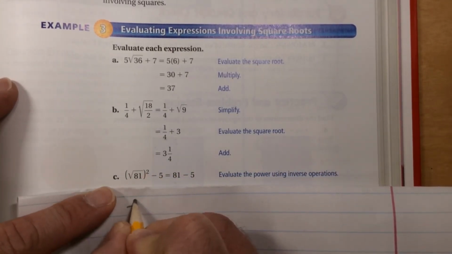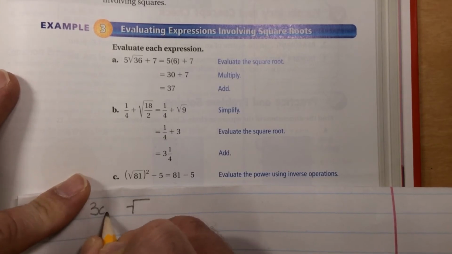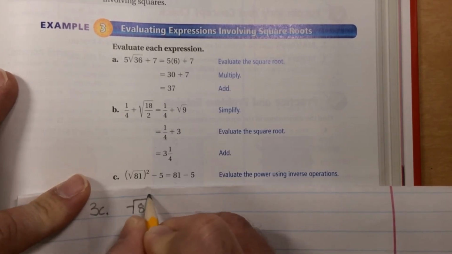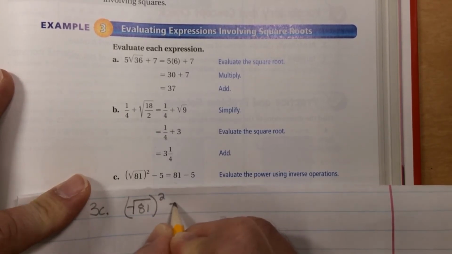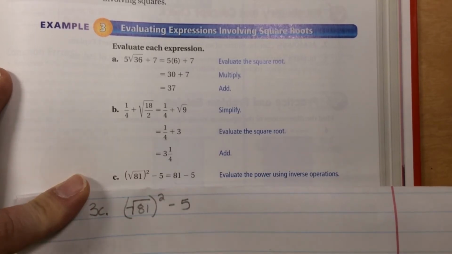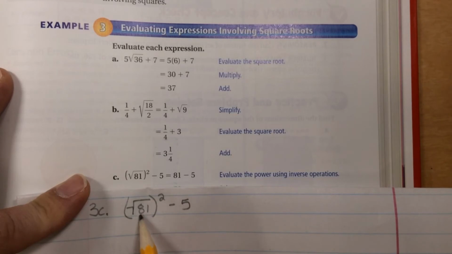And here we have the square root of 81, but then we have that squared, minus 5. Well, if we take the square root of a number, whatever that number is, and then immediately the next thing we do is square it, we're really just going to get back to that number. For instance here, the square root of 81 is 9, and then 9 squared is 81. So these are inverse operations, and they cancel each other out, the square root and then squaring.